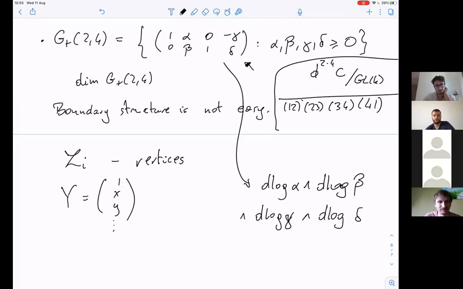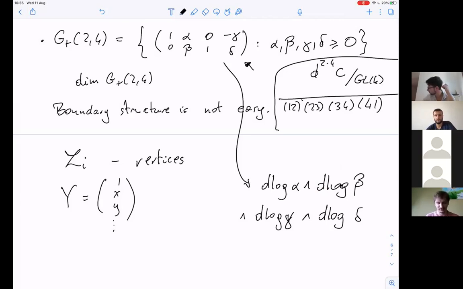Can I ask you something? Sorry, my internet got disconnected, so I don't know if you covered this, but do you have the same recursive structure here? When you go to the boundary, do you also have a positive Grassmannian intrinsically on the boundary? Is the boundary also a positive Grassmannian?